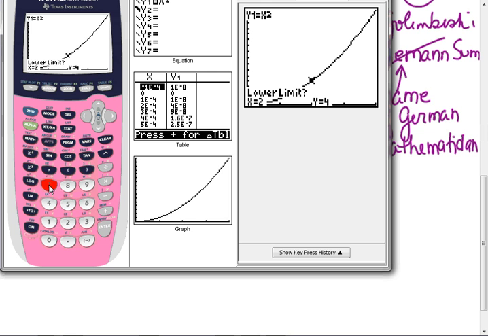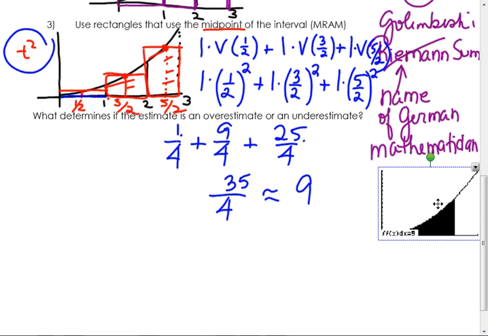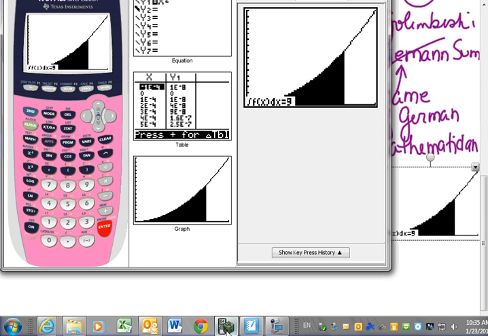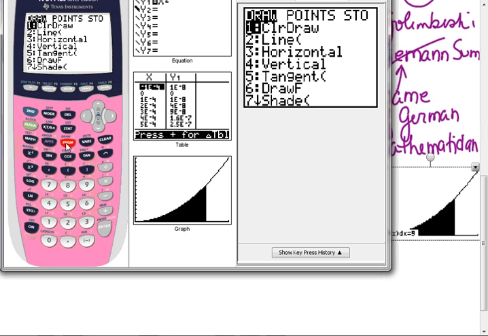So I press that, and I want to go from 0. Second, calculate, and it was 7. Press enter, and we want to go up to 3. Then we press enter, and it will shade it, and there it is. Because this is a draw function, if you want to see it again, I have to go in here and do second, draw, clear draw.